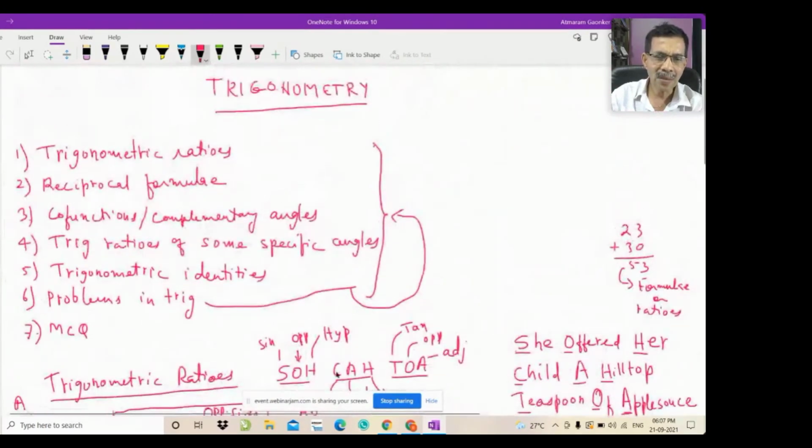And as per this, now we have discussed cofunctions and complementary angles. These cofunctions are used in complementary angle type of problems that I will show you how to solve very easily.